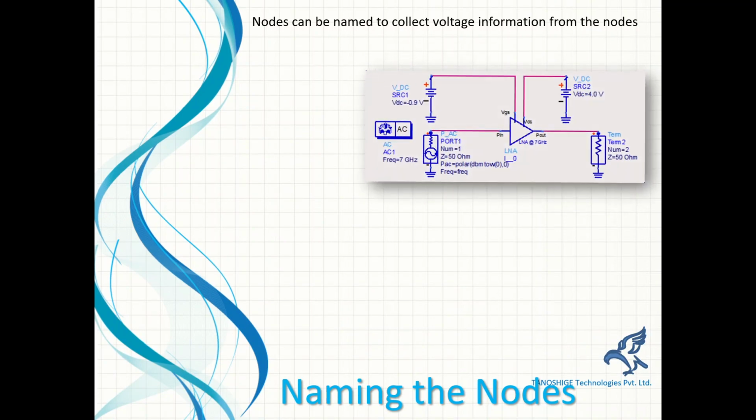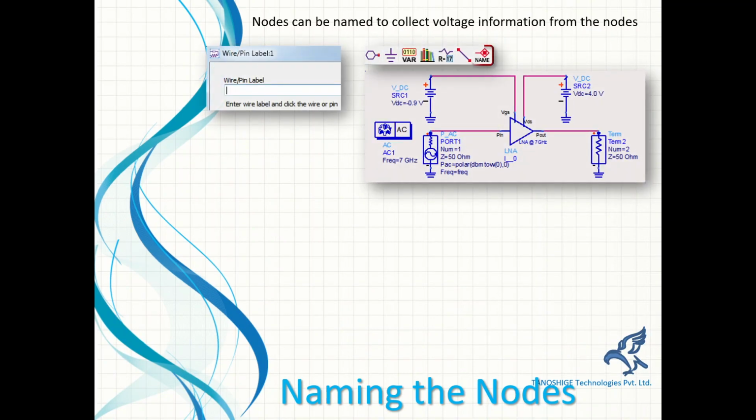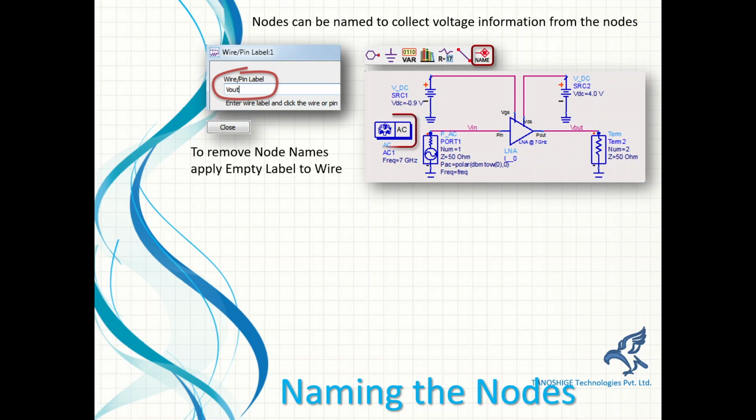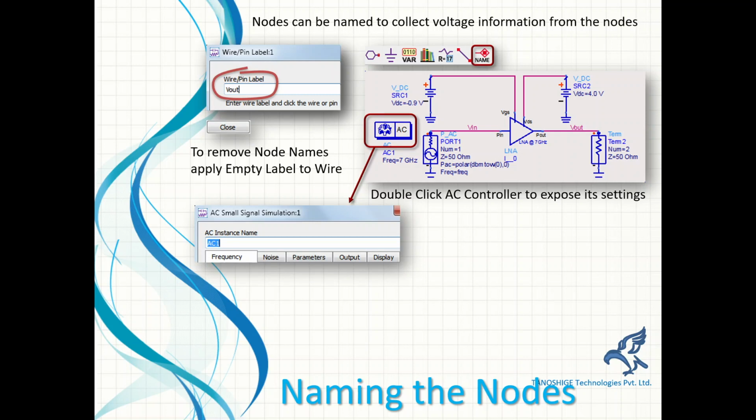Naming the nodes. We can name the nodes by using this button at the top, give it a name, and then click on the wire where we want to name it. Once you click it, the wire takes that name. Same thing we can do with Vout: click on the wire and it will have the name. Then we can close it. To remove the names, click on the name again and leave it empty. Instead of Vin, Vout, you can have it blank, and when you click on the wire, the name would be gone. Alternatively, you can select the name and press delete. That will remove the name of the wire.